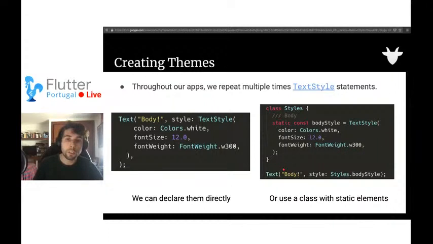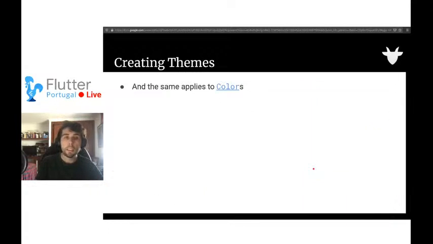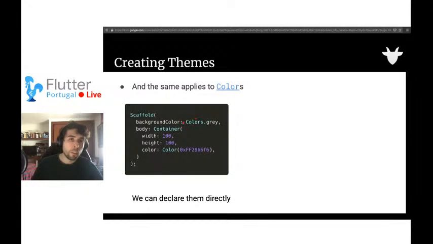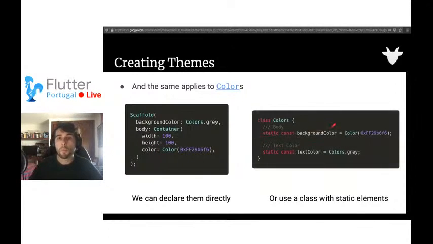And in this case, you see that we have a text widget, and we can usually reference the style by saying Styles.bodyStyle. The same is going to be applied to colors. So either we can use the Colors class to have all the material colors such as gray, green, blue, etc. Or we can declare the colors directly by using the hexadecimal values. Furthermore, we can also create a single class called Colors, in which we declare the static constants for the background colors, text colors, etc. However, this has a problem.